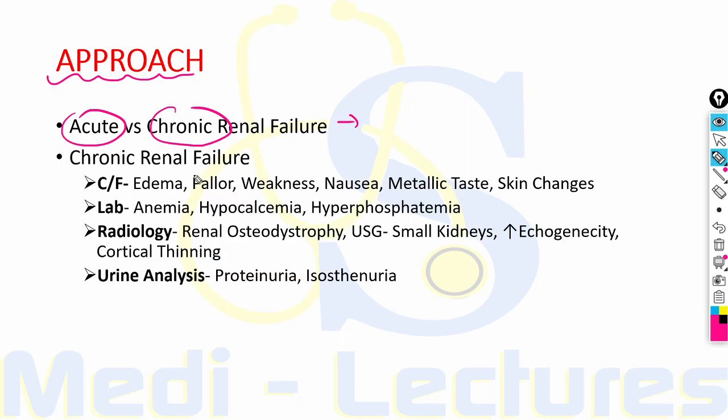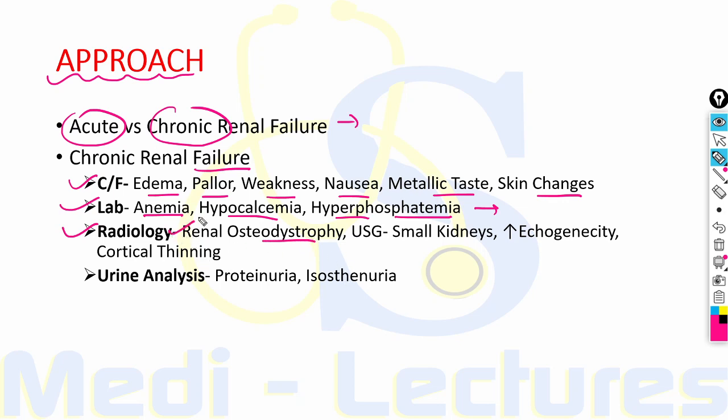If azotemia is due to chronic renal failure, the clinical features which are usually found are edema, pallor, weakness, nausea, metallic taste, and skin changes. Lab findings usually reveal anemia, hypocalcemia, and hyperphosphatemia, which are less common in acute renal failure. On radiology, there is renal osteodystrophy.